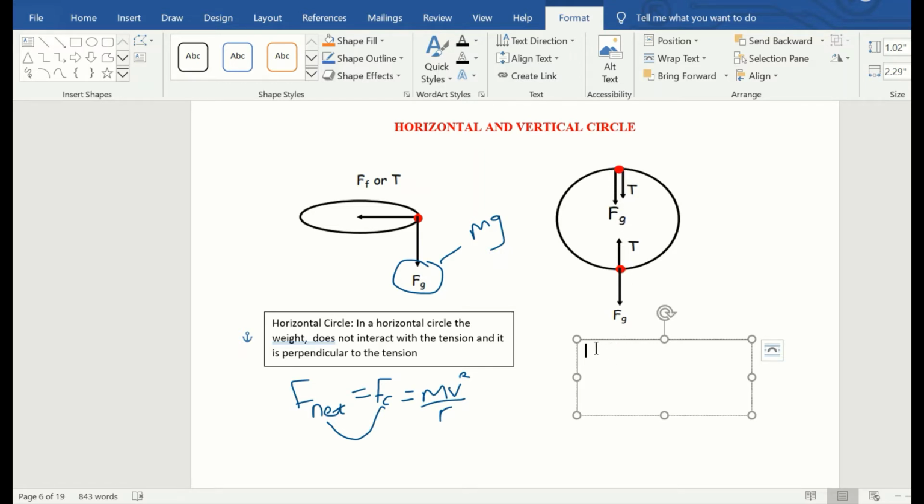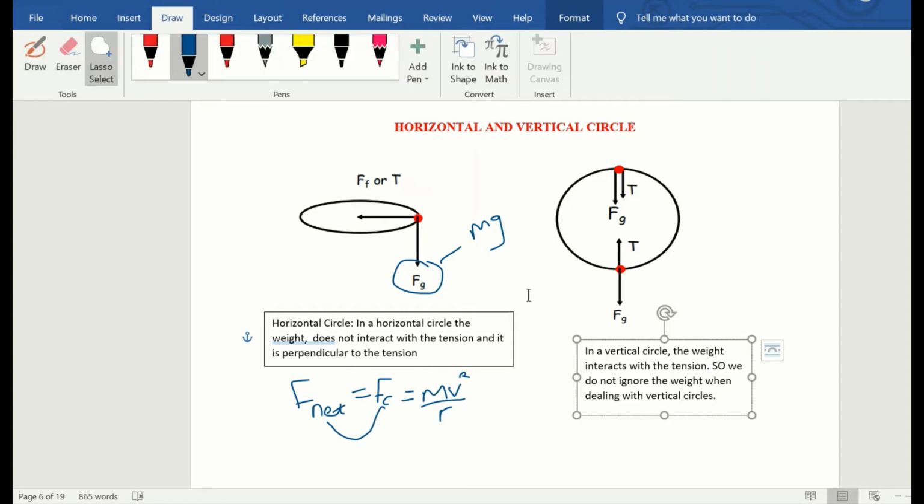So I will say that in a vertical circle, the weight interacts with the tension. So we do not ignore the weight when dealing with vertical circles. All right, that is the concept for a vertical circle.